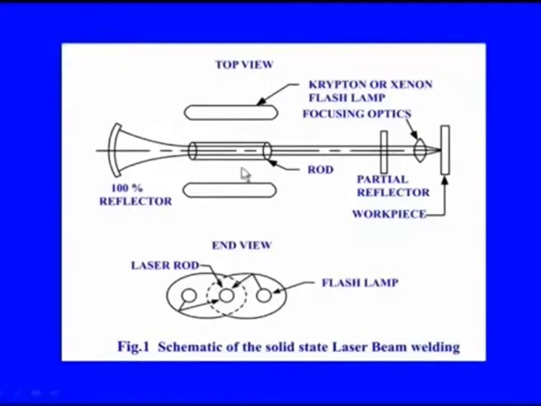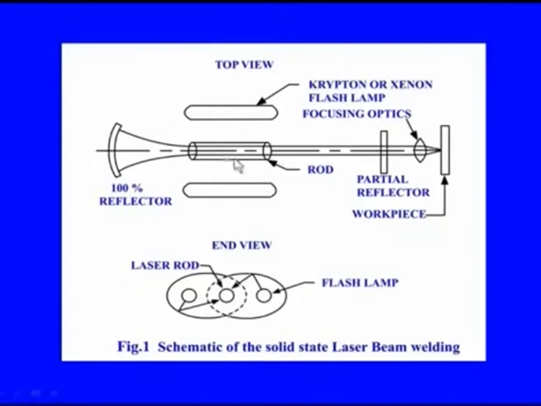This is the lasing material I was talking about, also called lasant. Here it is shown as a rod, which can be a ruby rod if it is a solid state material, or a neodymium, yttrium, aluminum, garnet rod. These are some of the solid state lasants. Apart from that, we can use gases also, like argon system, helium argon system, or carbon dioxide, which is a very popular lasing material.